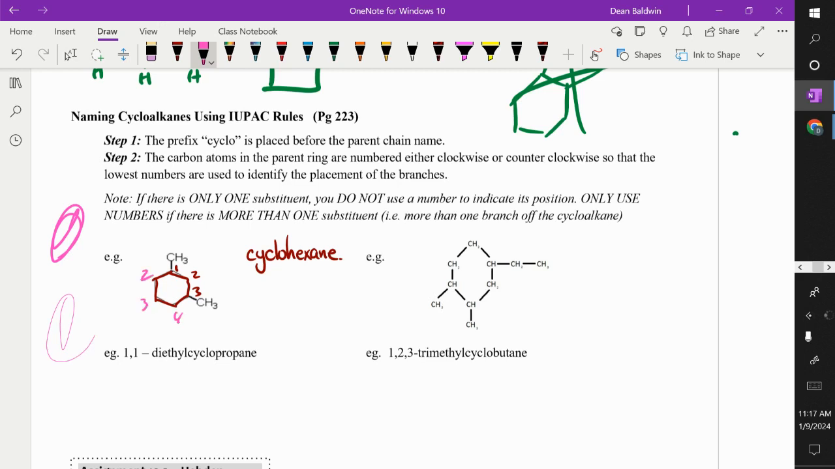2, 3, 4, and then you get the 5. So you don't want to do that, okay? You still want the lowest numbers, so we number it that way. So what is the name of this? On carbon 1 and carbon 3, we have what group?